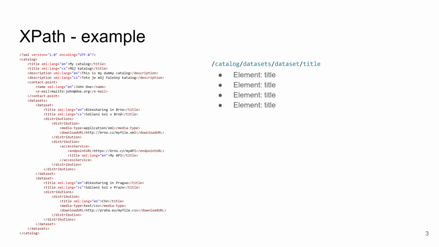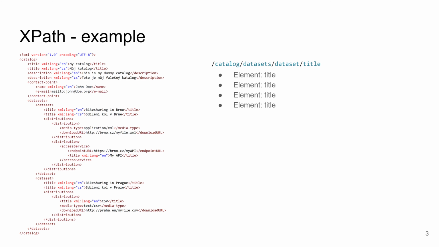For instance, here we have our data catalog XML document, and we have an example of an XPath query. This example is very simple, and you can read it as you would read a path in a file system. So what this query means is that we'll start from the root, then we'll go to the catalog element. From there, we'll go to the datasets element. From there, we'll go to the dataset element. And from there, we'll go to the title element. And whatever element satisfies this path gets returned.